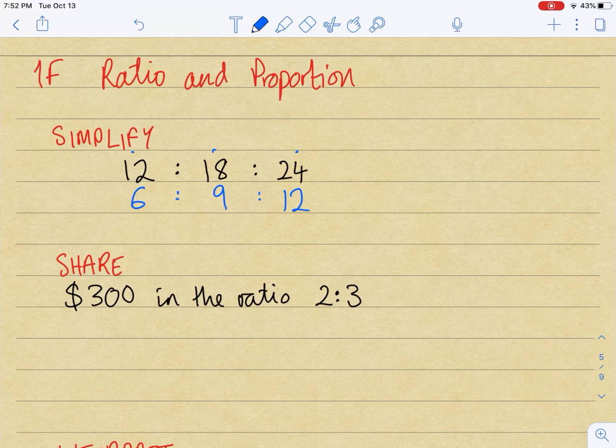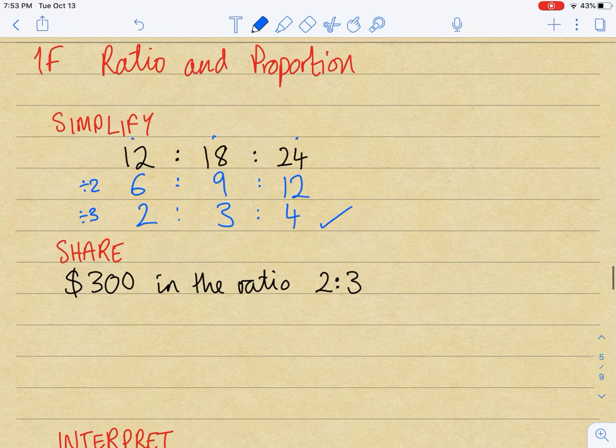Then 3 goes into all of these, so I can divide again, by 3, by 3, by 3. So in effect, what I did was I divided by 2, then I divided by 3. Now, it might be a little bit more efficient to have just divided straight away by 6, but it doesn't really matter. There is my simplified ratio.